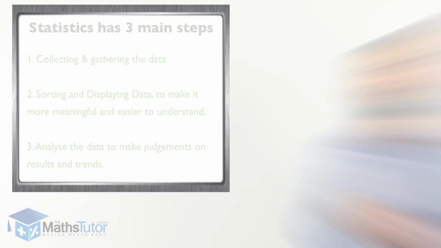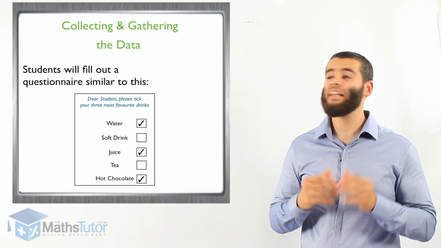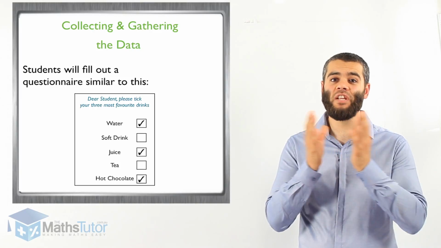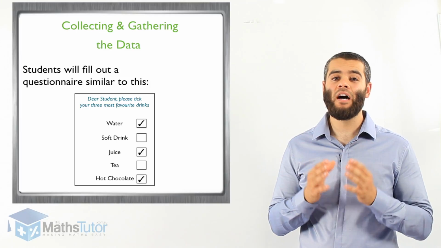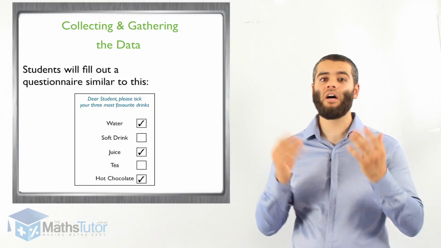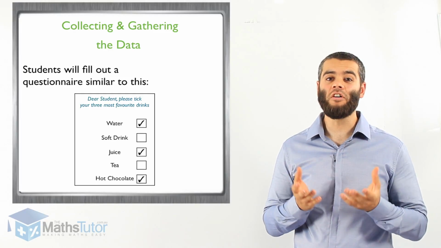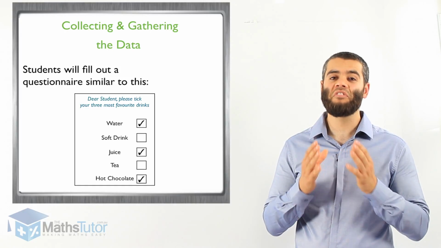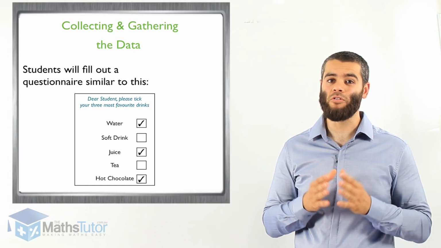Let's do that now. Step number 1, we are collecting and gathering the data. So now the canteen staff need to know the information regarding selling the new drinks next year. They need some information from the students. They're going to ask them by conducting a survey, a questionnaire. They're going to ask students what drinks they prefer to see for sale in the new canteen menu.